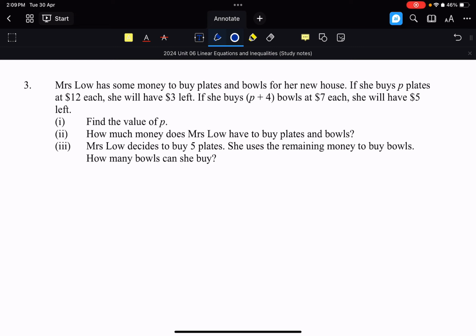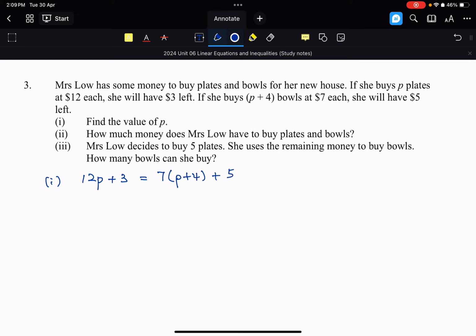So what is the situation now? The amount of money, whether she buys the plates or she buys the bowls, is the same amount of money. So what it means is that if I buy P plates at 12 and $3 is left, it's going to be the same as I buy P plus 4 bowls at 7, and the amount of money left is 5. So this is the situation.